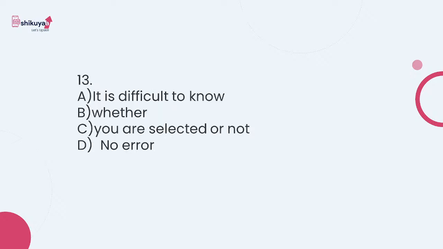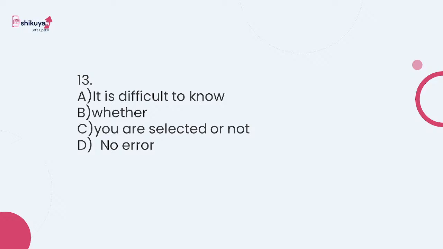So it says that it is difficult to know whether you are selected or not. This sentence has been divided into three parts. Part A, it is difficult to know. Part B, whether, and part C, you are selected or not. So in part A, it is difficult to know. There is no kind of error. Use of is is absolutely correct. The order of the words is absolutely correct.